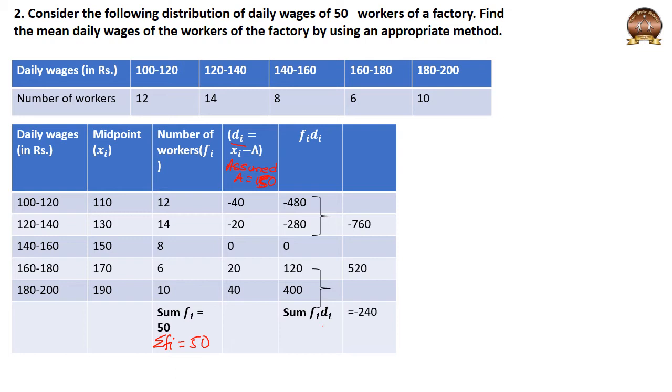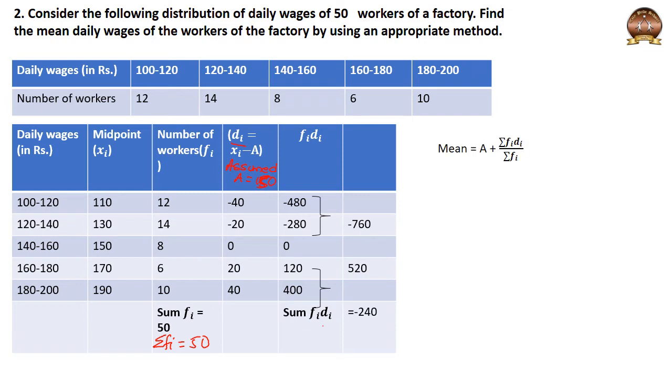Now we will take the summation of fi di and summation fi. It is given that there are 50 workers, so we know summation fi is given as 50. Summation fi di we will add. Since it is positive, we have got 520, and by adding the negatives, 480 plus 280 will give you minus 760, because of subtraction. The minus 760 plus 520 will give you minus 240.